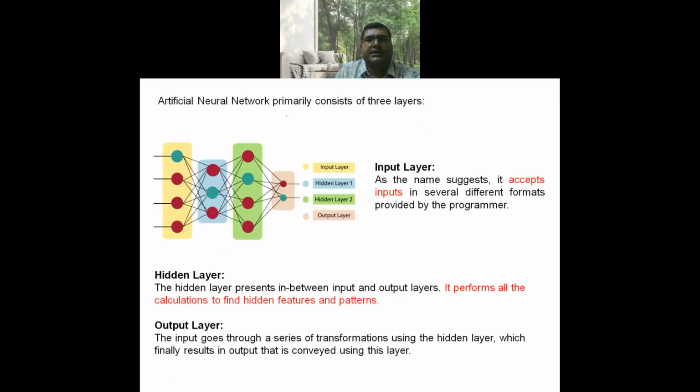Now an artificial neural network primarily consists of an input layer, hidden layer, and output layer. As the name suggests, the input layer accepts the inputs in several different formats provided by the programmer. The hidden layer is present between the input and output layers. It performs all the calculations to find hidden features and patterns. The input goes through a series of transformations using the hidden layer, which finally results in output that is conveyed using the output layer.